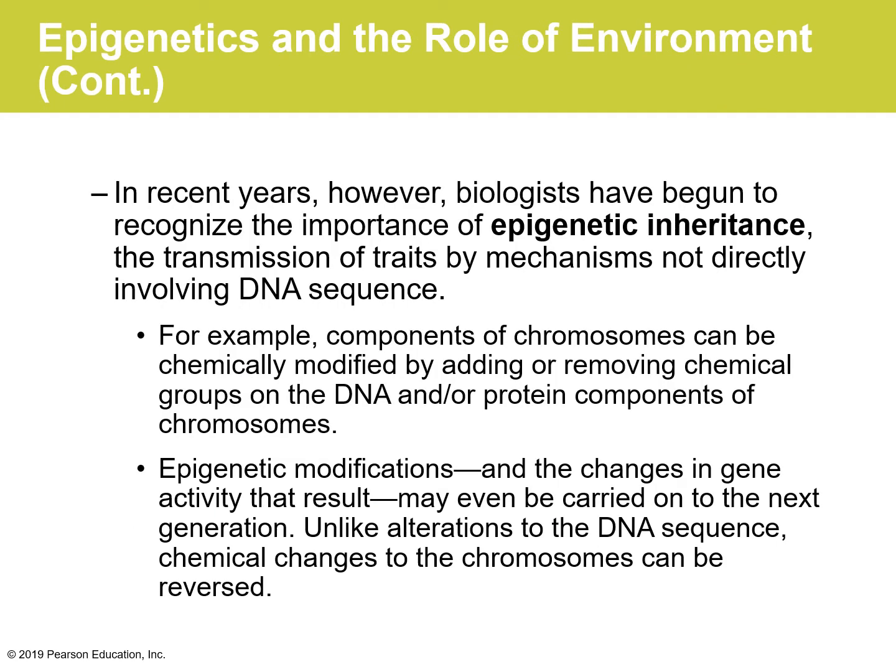In recent years, scientists have begun to recognize epigenetic inheritance, which is the transmission of characters by mechanisms that do not directly change the DNA sequence. This is not really changing the sequence of nucleotides in the DNA, but a chemical can get added to the DNA, like a methyl group. When components of chromosomes get chemically modified by the addition or removal of certain chemical groups, there is an effect on the DNA.